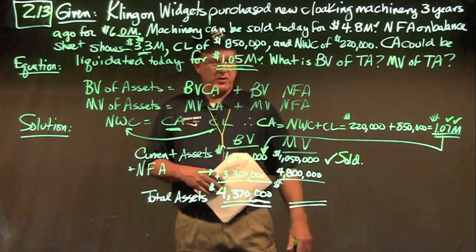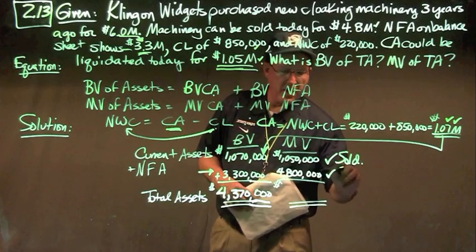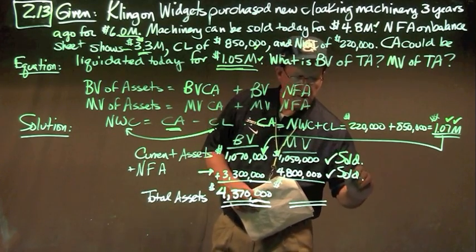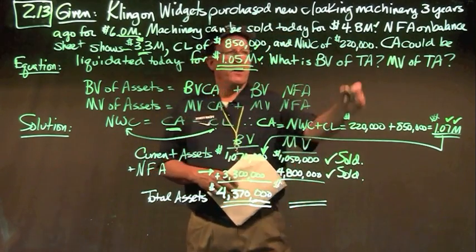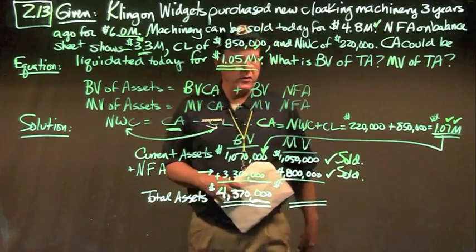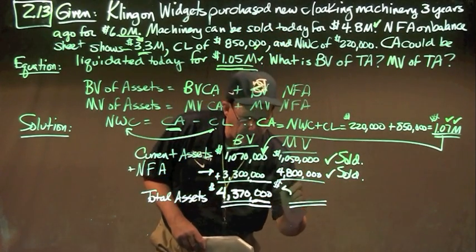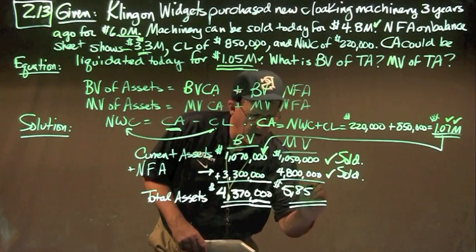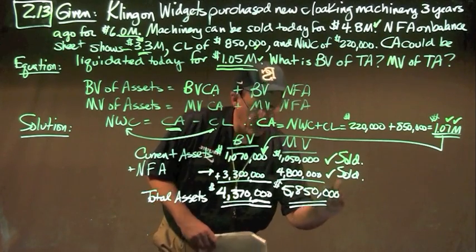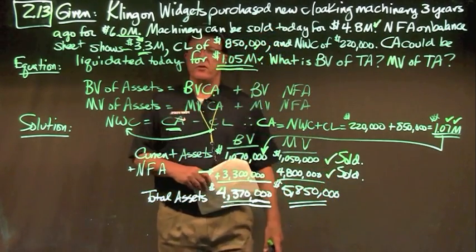And I could sell my machinery for $4.8 million, that's given up here. So I just add those two together to get my market value. And here I get $5,850,000. There's your answer to problem 2.13.